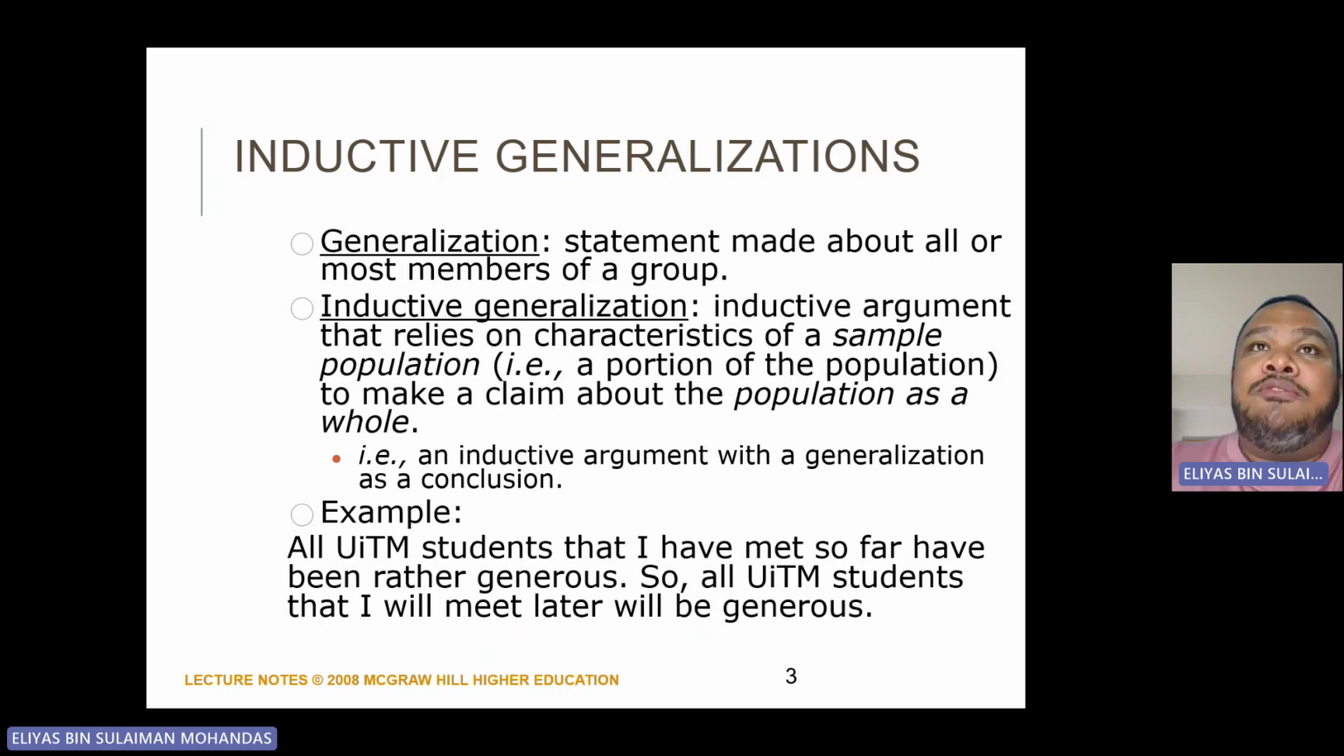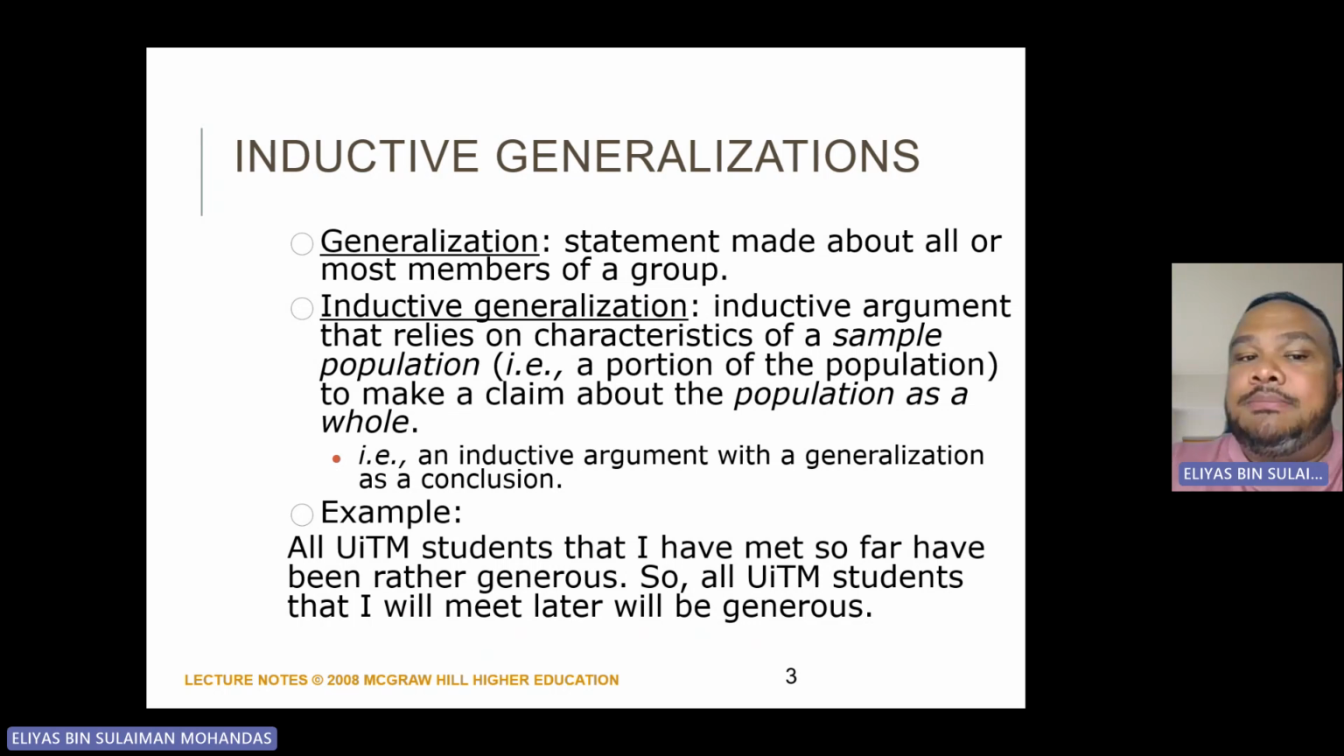Let's say there are 4,000 people, and the sample population is 200 people. Then we focus on these 200 people, and based on them, we come up with a generalization, and that is to make a claim about the population as a whole.